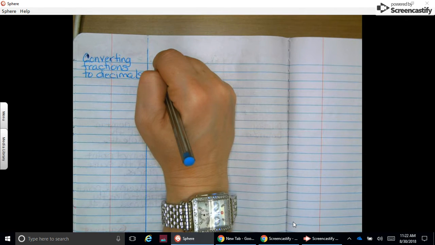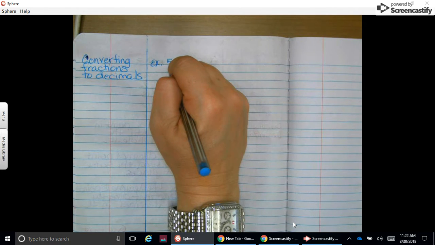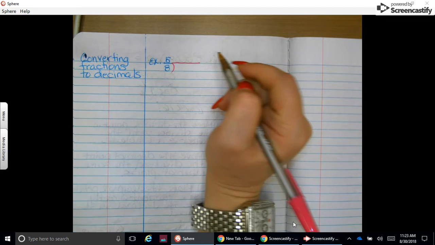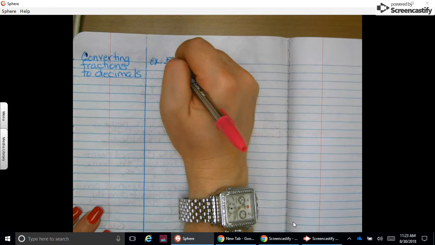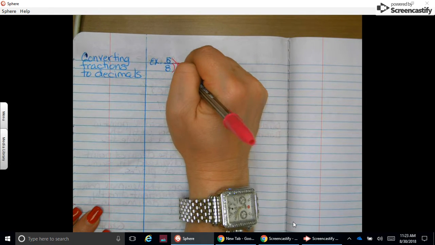Okay, so now we're going to talk about converting fractions into decimals. So here's your example: 5/8. The way I do it is I draw my long division symbol right next to and touching the edge of my fraction. So now I'm going to pull this 5 down into my long division symbol. So my 8 is my divisor and my 5 is my dividend.